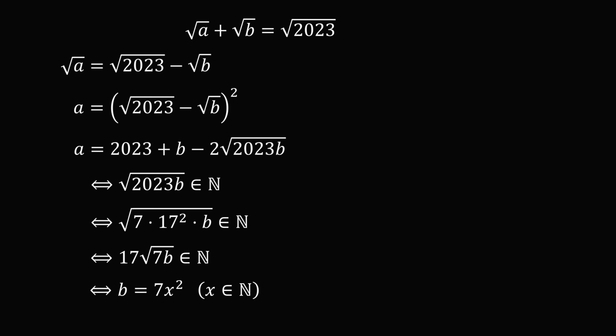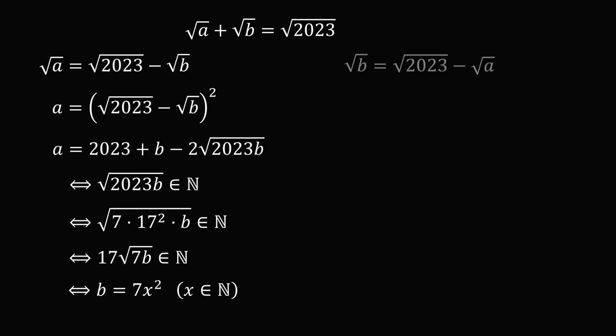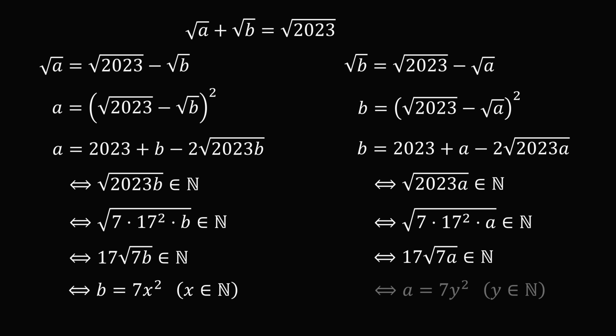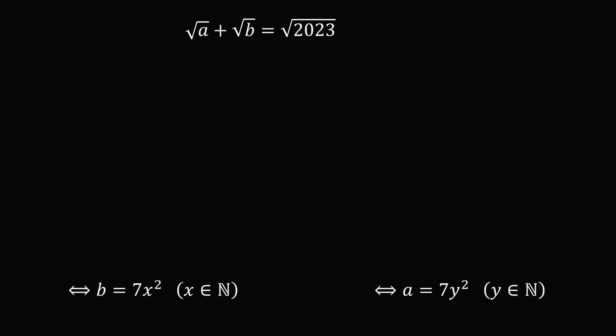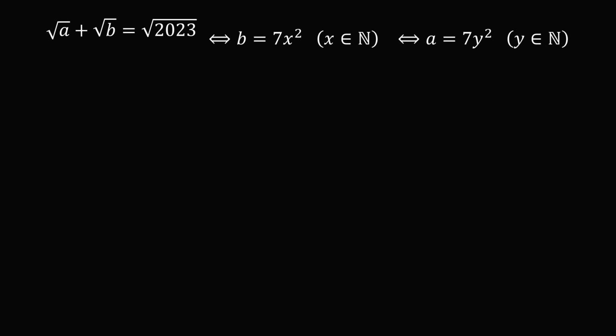By very similar logic, we can solve for the square root of b and figure out a condition, in this case, so that a is equal to 7 multiplied by y squared, where y is a non-negative integer. So we figured out some conditions for b and a. We'll substitute that into our original equation.